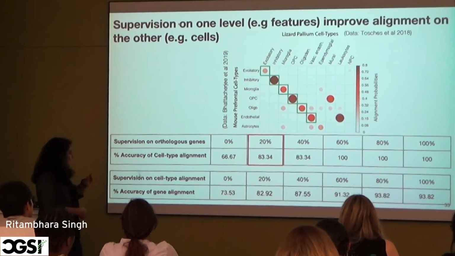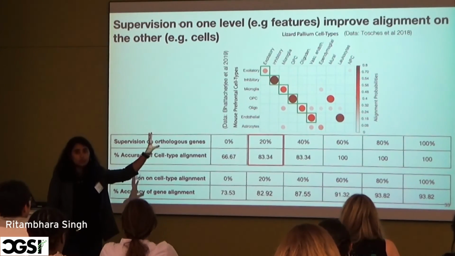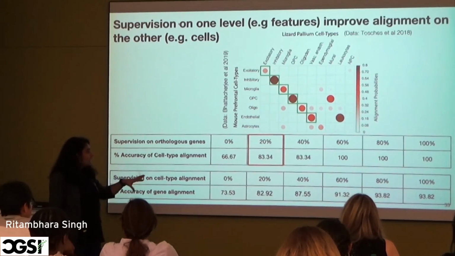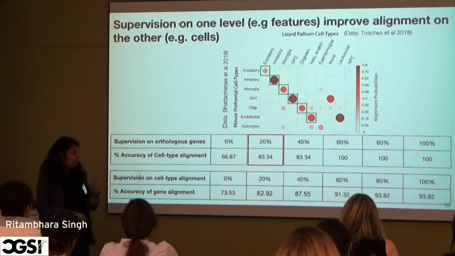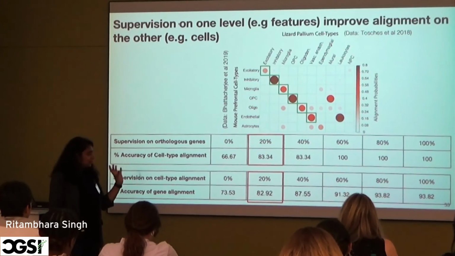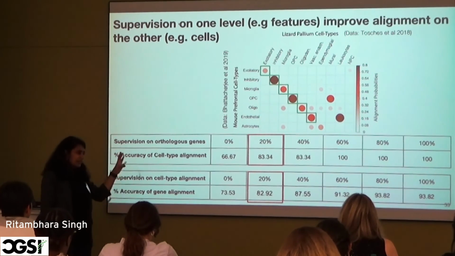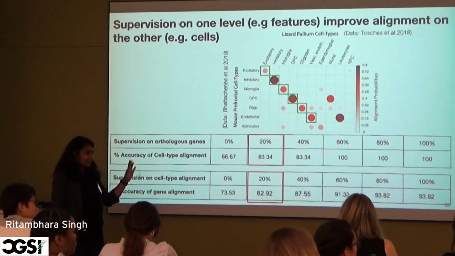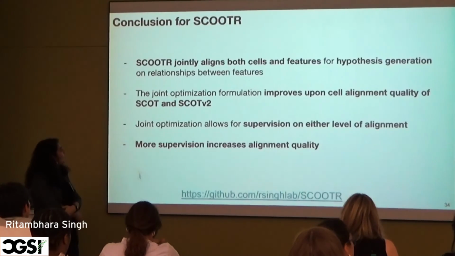And then we tested it the other way around, where we said, well, let's use some of the information we have about what cells should match, what cell types should match, and use that to see if we can improve the alignment of the orthologous genes. And what we found was that, again, with a little bit of supervision, the gene alignment improved. Does that answer your question? That was one example that we had for samples and features. Okay.